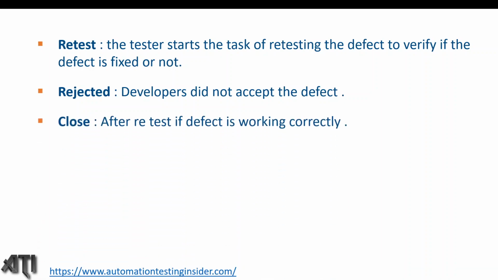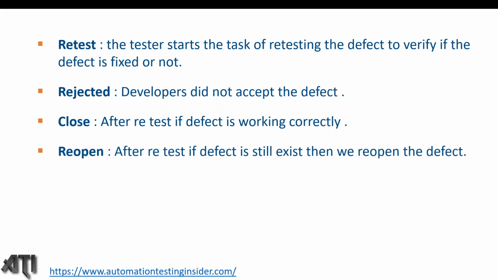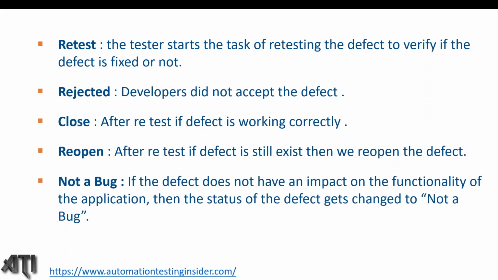Close, after retest, if the defect is working correctly, then the status of the defect would be close. Reopen, after retest, if the defect still exists, then we reopen the defect. And at last we have not a bug, if the defect does not have an impact on the functionality of the application, then the status of the defect gets changed to not a bug. So this is the complete discussion about the defect lifecycle, guys.